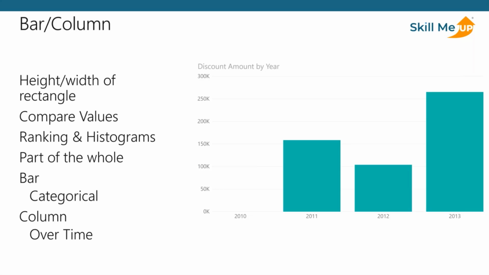Now we are talking about time. Now we're talking about categories. Let's take a look at what kind of categories. If it's columns, they don't really need to see the categories because they know it's over time. So try to find your own language within your charts and dashboards.